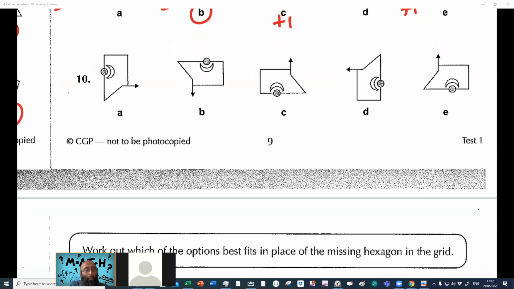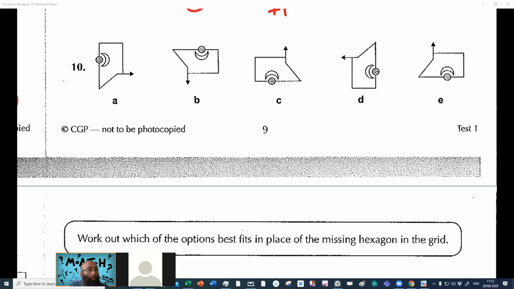Question number 10. Again, looking for the other one. It looks like a crescent, like a moon, with a circle which is overlapping the shape. Over here, same. That looks the same.